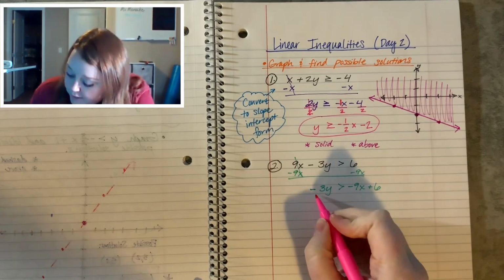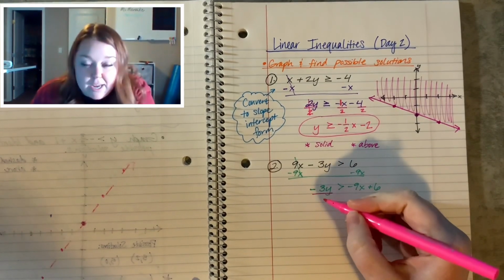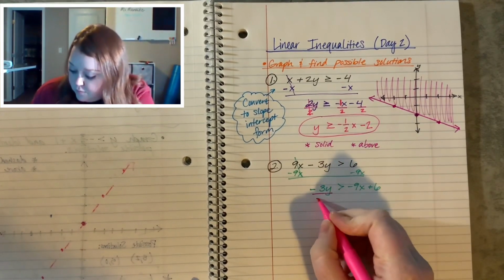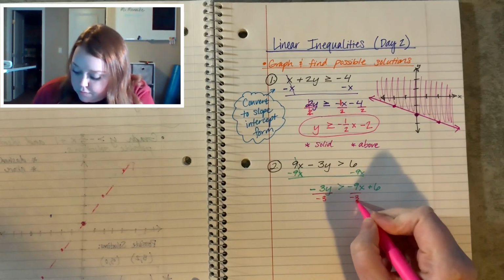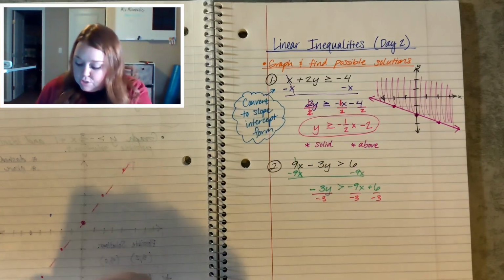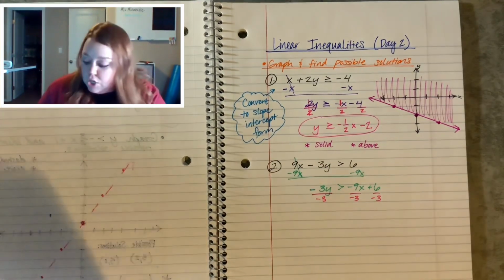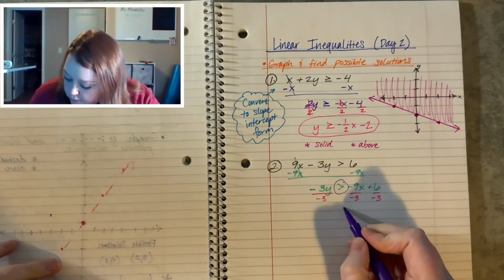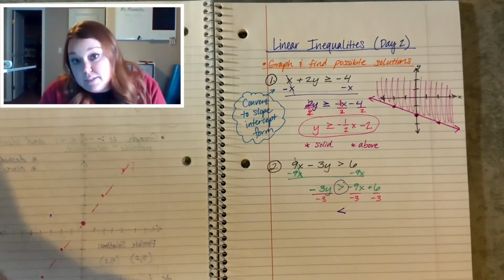If you multiply or divide by a negative, you have to flip the sign. Okay. So right here, I'm telling you this because what are we going to end up dividing by? We divide by -3 on all of these terms. And because you divided by a negative, you have to switch around that sign. So that now becomes a less than symbol.